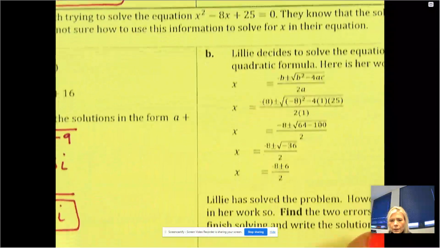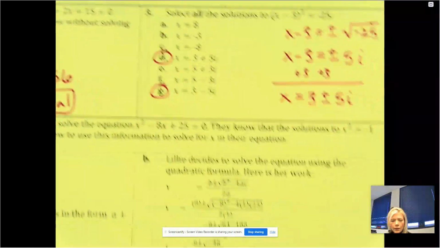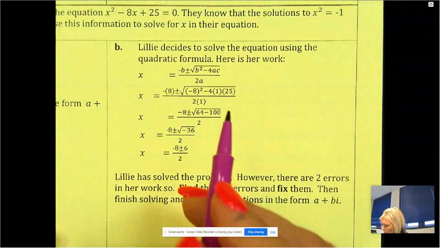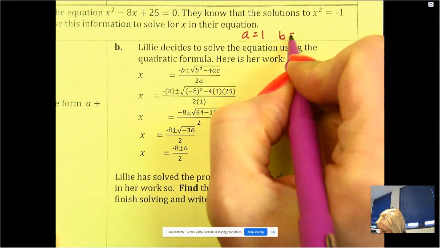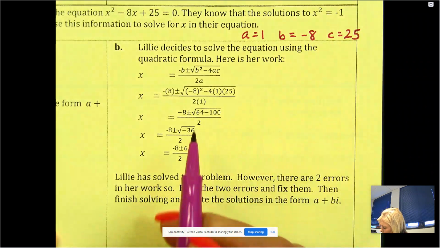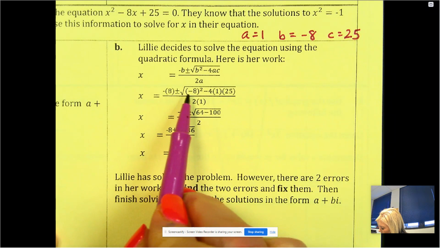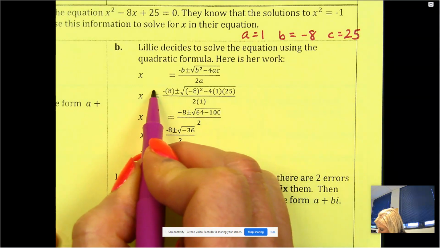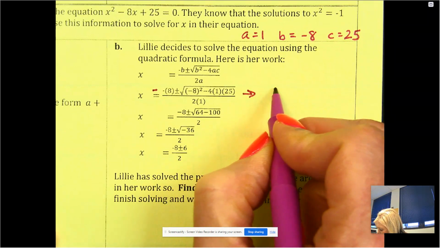And we'll go over here to Lily. And Lily is using the quadratic formula. So in this equation here, a is equal to 1, b is equal to negative 8, and c is equal to 25. So it looks like she plugged in a positive 8 here and a negative 8 here. So that's one problem. So this should be negative 8. This should be positive 8 altogether.